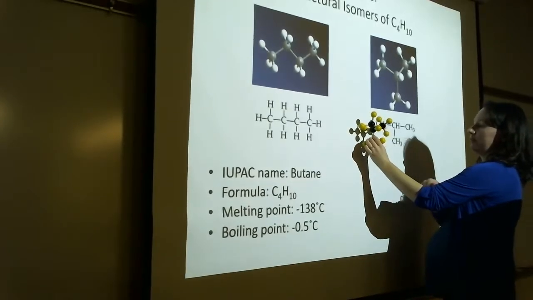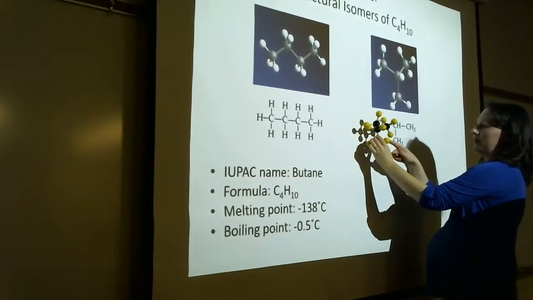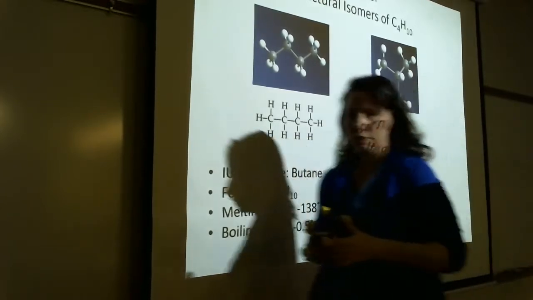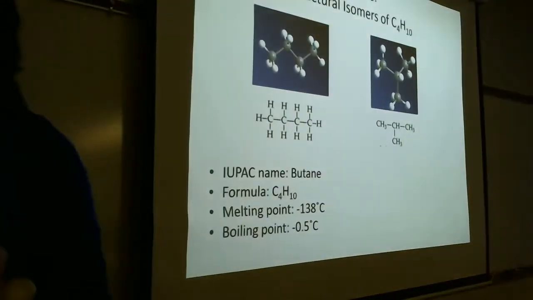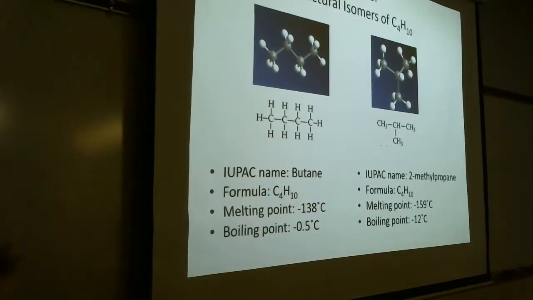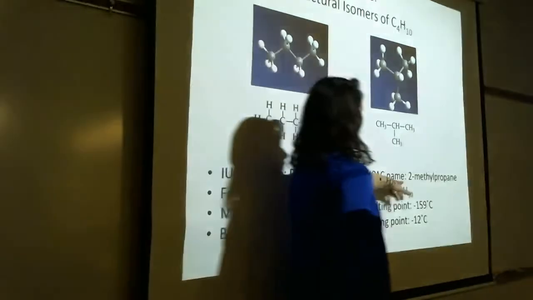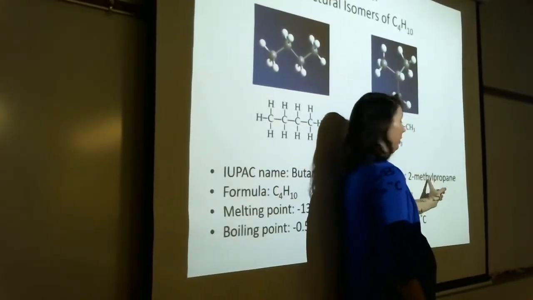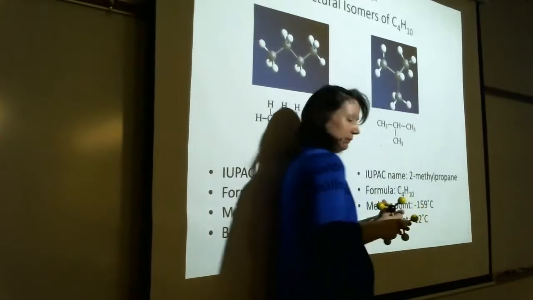1, 2, 3. So that would be methyl propane, right? And you could call it 2-methylpropane, but technically that 2 is not necessary, right? Why is the 2 not necessary? Because the only way you're going to have a methyl group substituent on a propane is if it's on carbon number 2. So that 2 technically isn't necessary.